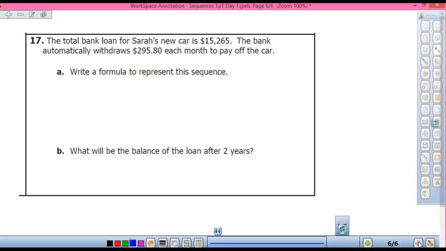Okay? So you've got a new car, you've got a loan for $15,265, and then it's withdrawing $295.80 each month to pay that car off. Okay, so your A sub 1 is $15,265, that's how much money your loan is starting out with. Be careful with your common difference. Your common difference.